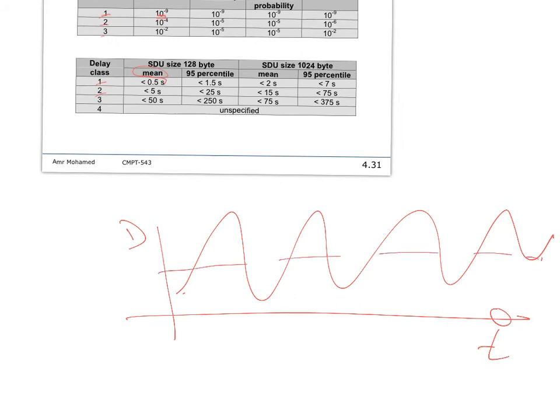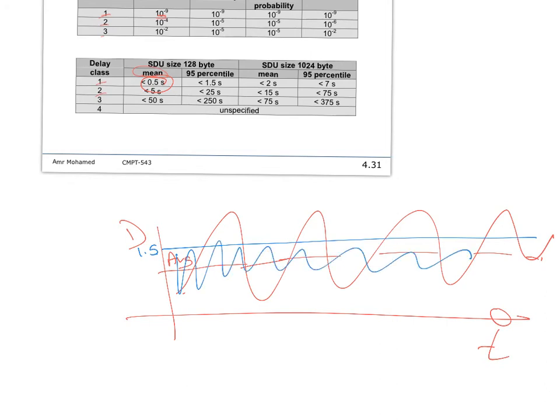But the average is less than 0.5. So this is the average. Okay? The 90% percentile, this means that 90% of the time you are less than 1.5. Which means that if you have here 1.5, the delay is definitely less than that, and only 5% can go up. Clear? Okay? So this means the 95% percentile.